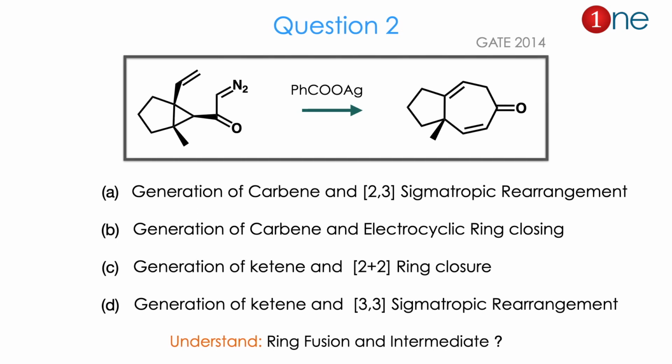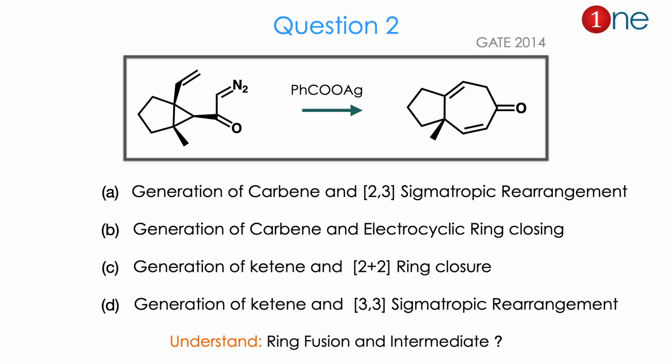Then the question number 2. The starting material you have 5-member system and you have fused cyclopropane ring which attached with alkene, methyl and CON2. Here the stereochemistry all are above the plane. You are using the silver benzoate. They given the product 5-member and 7-member ring with methyl above and ketone. Here they are asking the intermediate, what really happened, whether carbene is formed or ketene is formed or rearrangement 2,3 sigmatropic rearrangement or 3,3 sigmatropic rearrangement or 2 plus 2 ring closure.